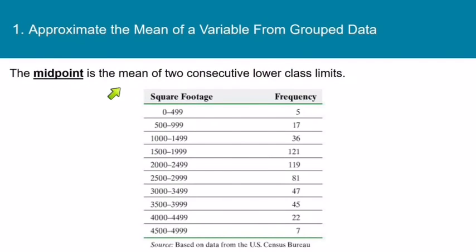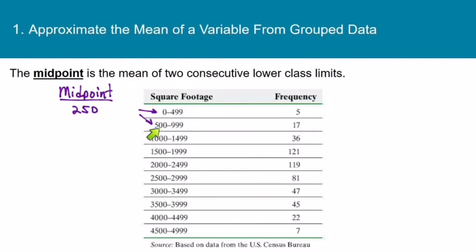The midpoint simply refers to the mean of two consecutive lower class limits. So for example, on this first class, the lower class limit is 0 and the next lower class limit is 500. So we would average 0 and 500 and we would get 250. And so the midpoint of this first class is 250. And you can see that 250 is right in the center of that class.